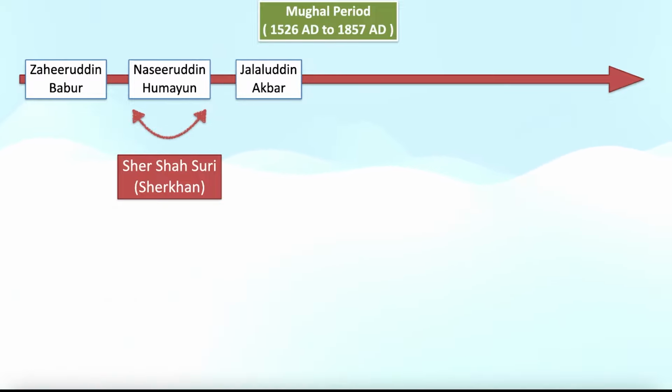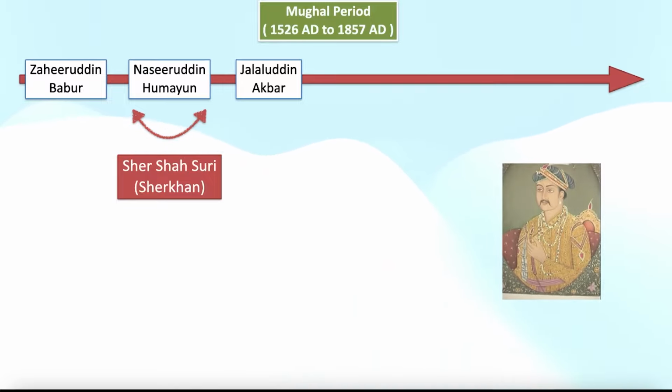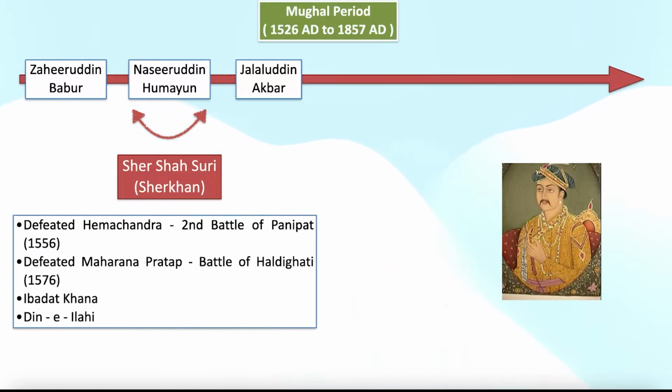Later, then dawned the reign of Akbar the Great, a warrior and a visionary. Akbar defeated Hemchandra Vikramaditya in the second battle of Panipat. He also defeated Maharana Pratap in the battle of Haldighati. Now you need to remember that there were few religious symbols which emerged during the period of Akbar, out of which Ibadat Khana was one.